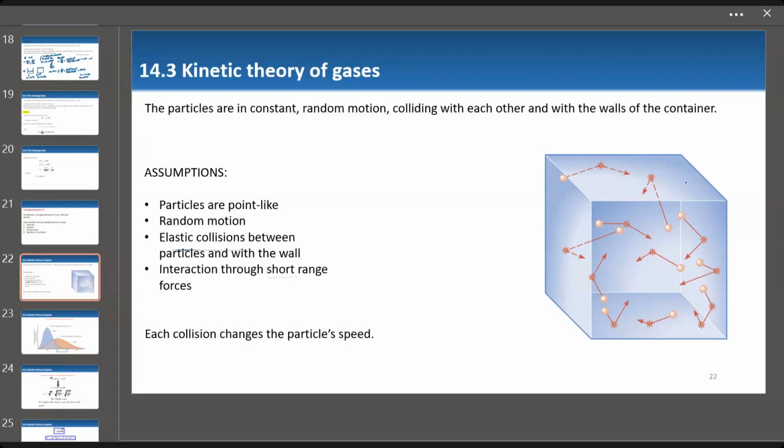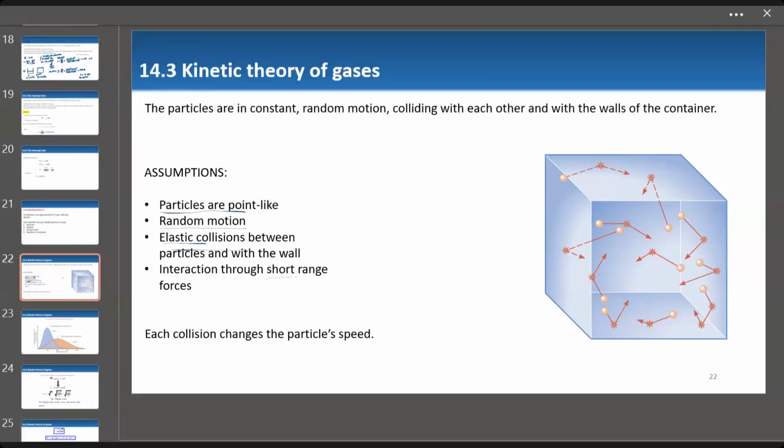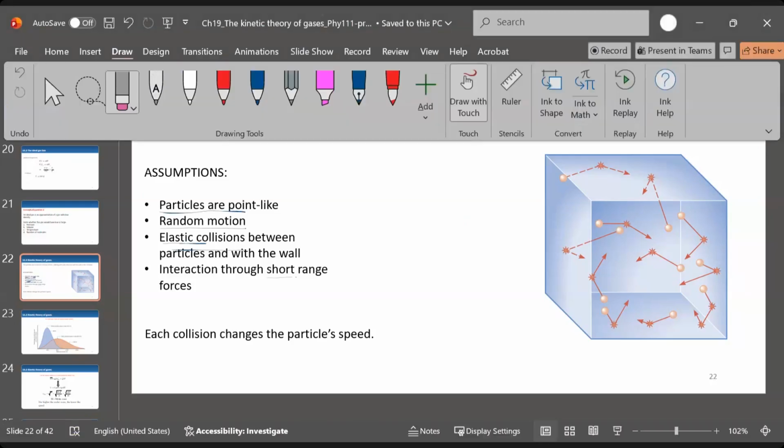Interaction will be only through short-range forces. When the atoms collide, they make only elastic collisions. We assume all of the atoms are moving in random motion. We assume all of the atoms are point-like. They are just particles and point-like. I don't have any bonds or molecules. I'm just assuming all of this gas is made of single atoms. This helps us in getting the ideal gas law, basically, which we obtained previously.